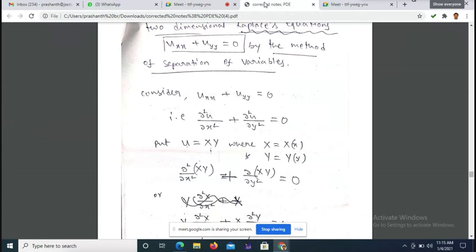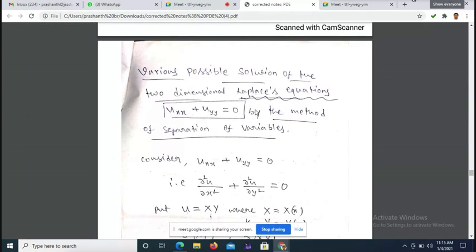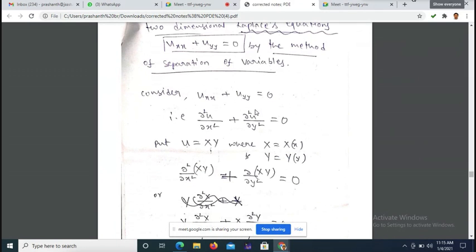Okay. Now this is a two-dimensional Laplace equation. So we have the two-dimensional Laplace equation: ∂²u/∂x² + ∂²u/∂y² = 0. Just keep u as XY, u = XY, where X is a function of x and Y is a function of y. X is a function of a single variable, and Y is a function of a single variable.